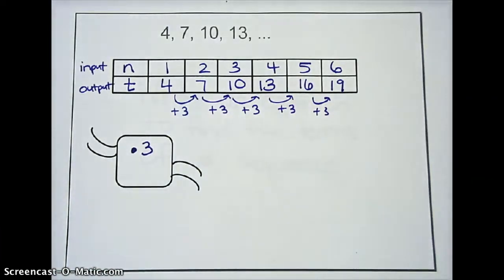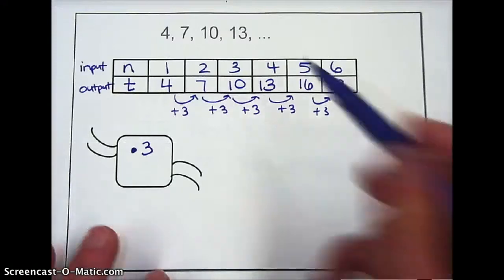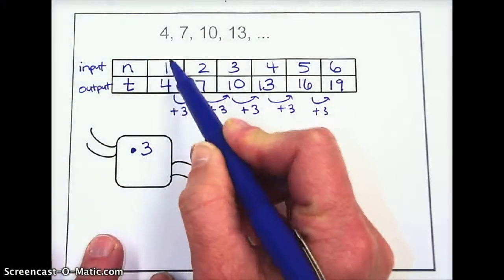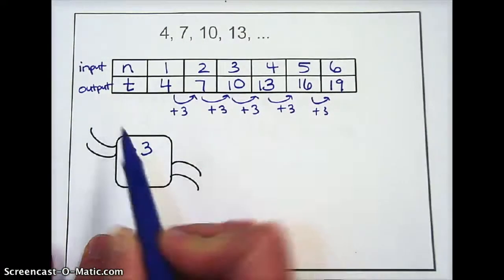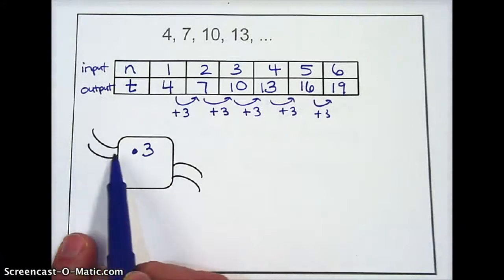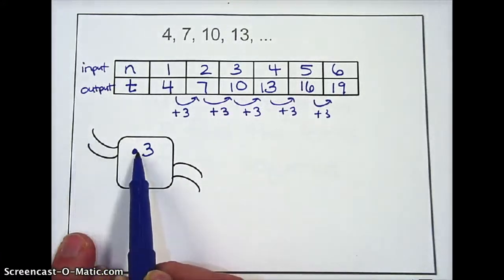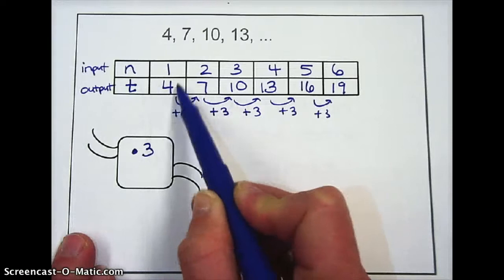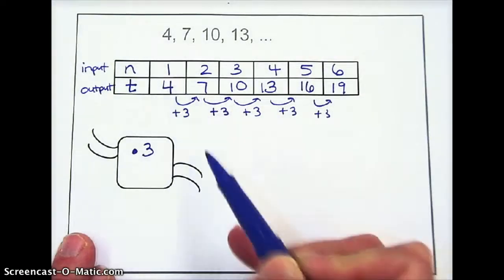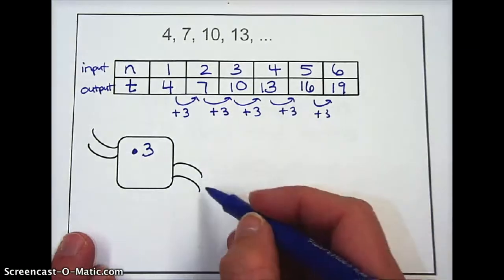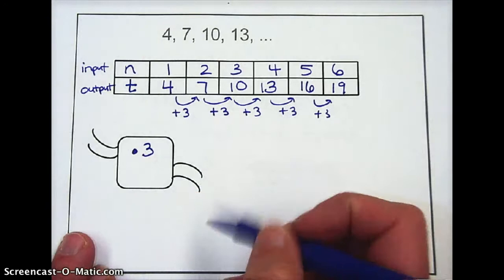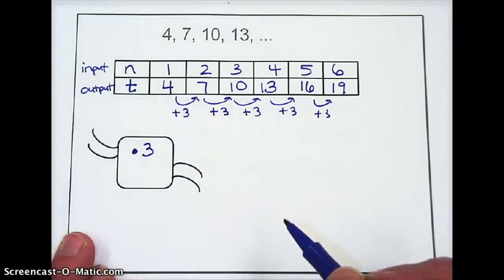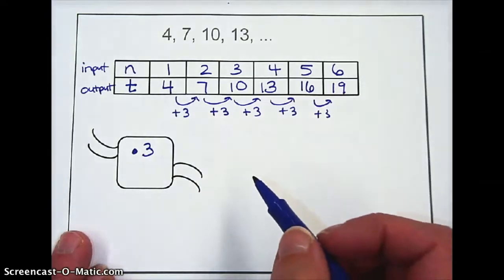Next, you need to check like 3 of your input outputs to see if it works. So let's start with number 1. Let's put 1 into our function machine. If I do that, I go 1 times 3 equals 3. And then I check, is that what I want my output to be, my term? Nope, it needs to be 4. So if it's 3, what do I do to 3 to get it to equal 4? So you should be thinking I need to add 1.